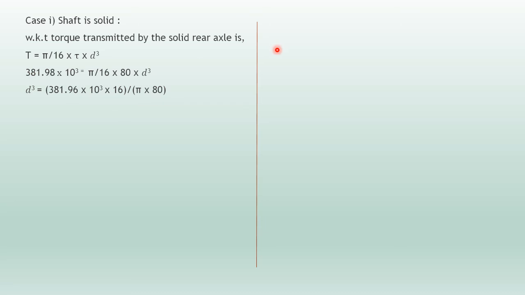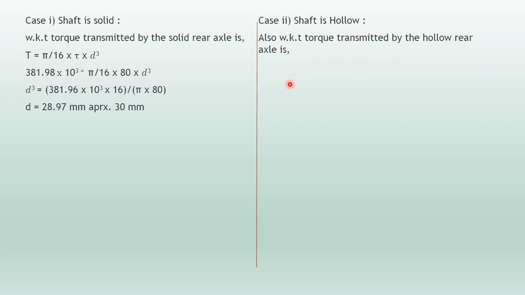But for the second case, we have to consider that the shaft is hollow. For the hollow shaft, the formula is somewhat changed, that is T equal to pi by 16 into tau into do raised to 3 in bracket 1 minus k raised to 4, where k is di raised to 4 divided by do raised to 4. So put all the given data in this equation.